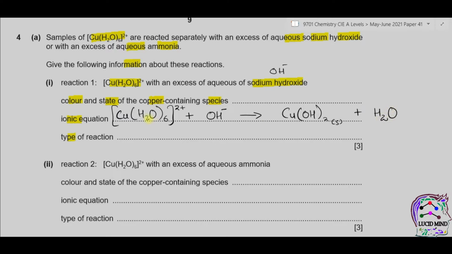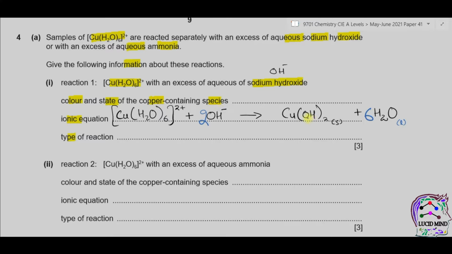Now we can balance this equation. We have 6 water molecules on the reactant side, so we can write 6 water molecules on the product side. Again, 2 hydroxide are present on the product side, so we write 2 with OH negative. Now looking at the charges, on the reactant side we have a +2 charge on this reactant and a -2 charge for these 2 OH negative ions. So overall there is 0 charge on the reactant side, and similarly on the product side there is no charge present.